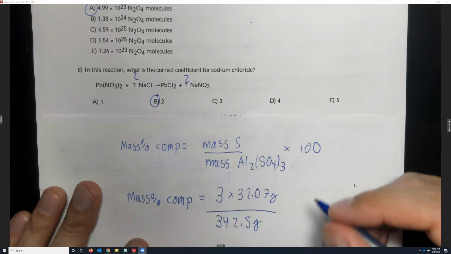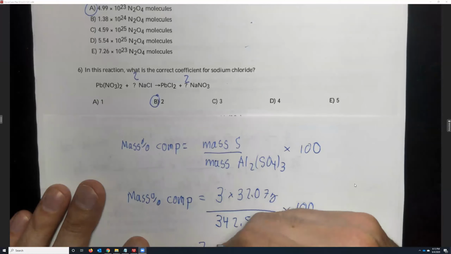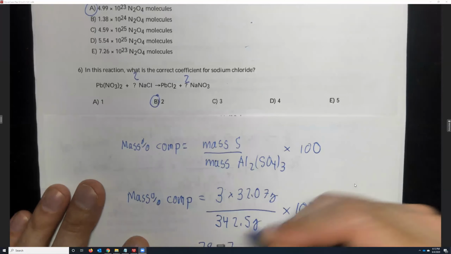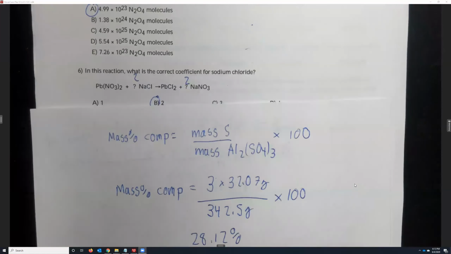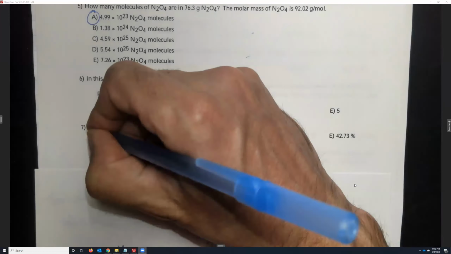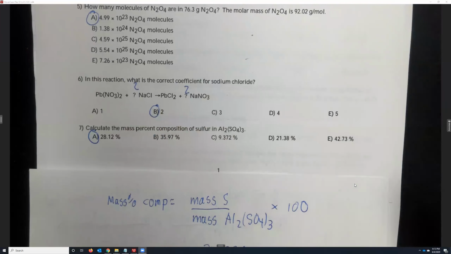So now we need to take that and multiply by 100. And when we do that, we get 28.12%. All right, so 28.12%, which is choice letter A.